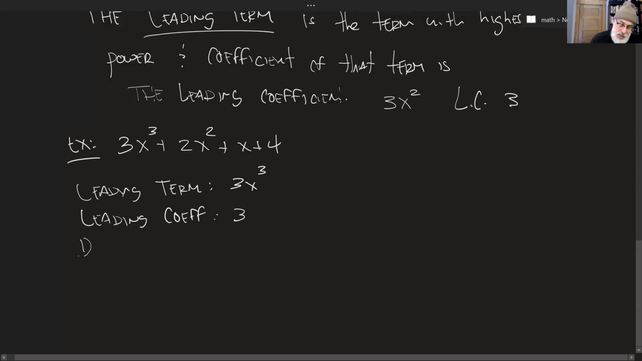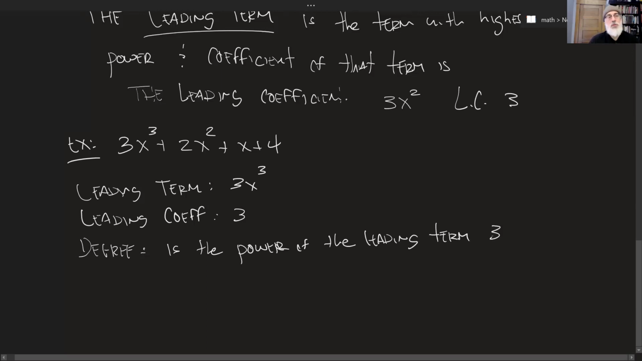And now the degree of the polynomial is the power of the leading term. We call this the degree of the polynomial. So in this case, it's 3. So we have a degree 3 polynomial.